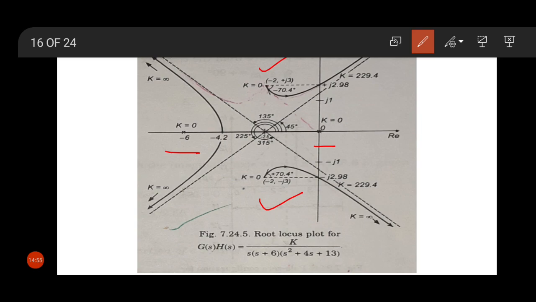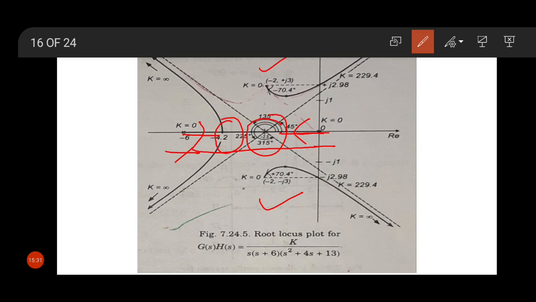Okay, and from each pole a root locus starts. So there are 4 poles, that means 4 loci start, and we know the portion of the root locus is this 0 to -6. That means from 0 locus starts in this way and from -6 locus starts in this way. Okay, and our breakaway point is this -4.2, and our centroid is this -2.5.